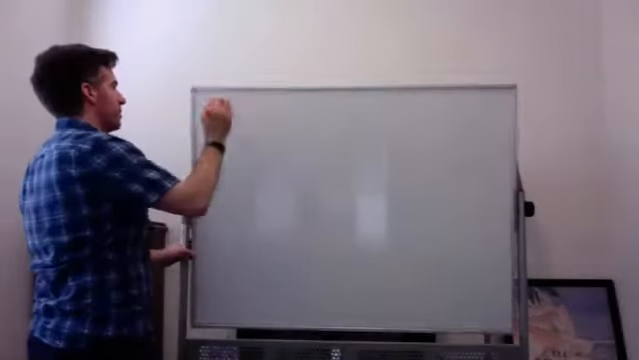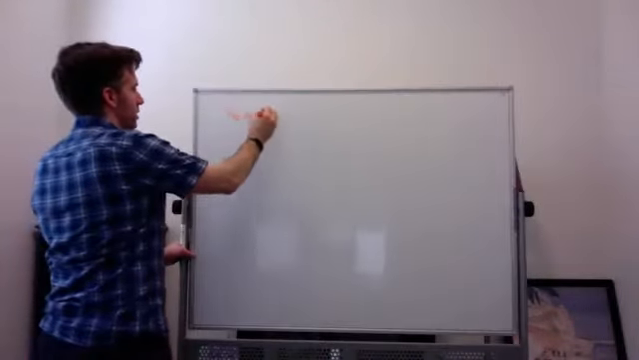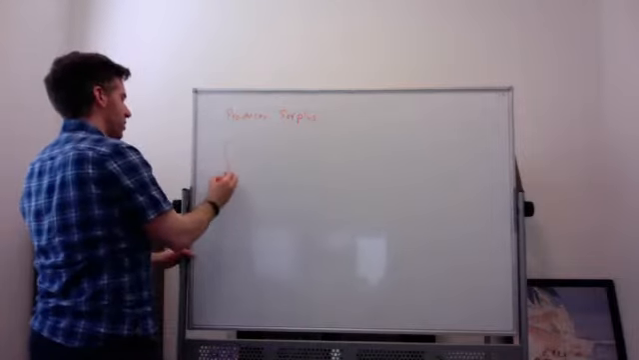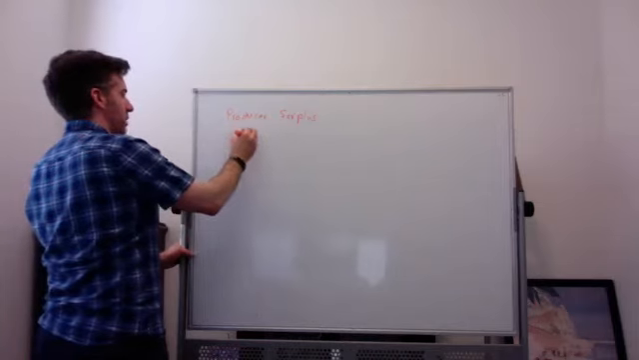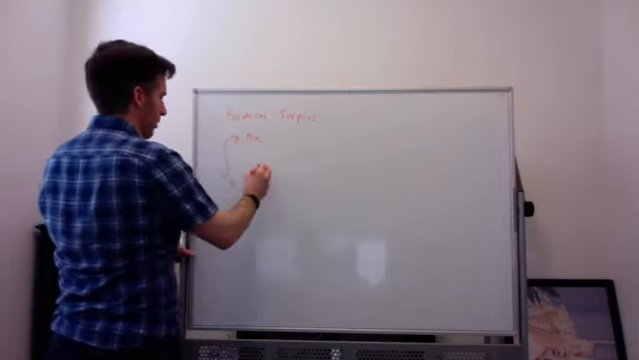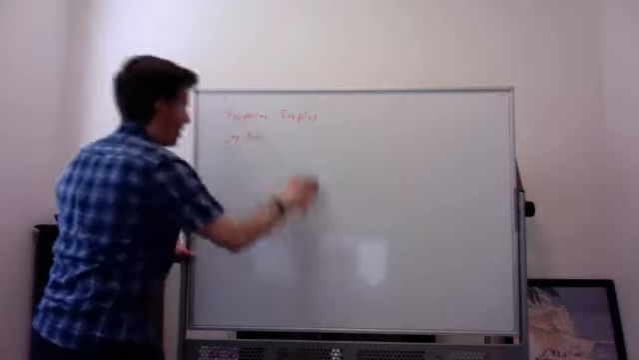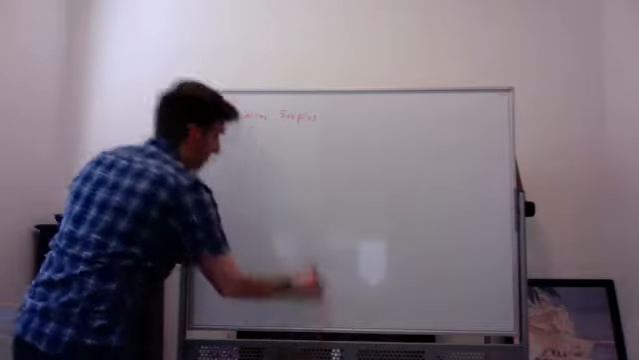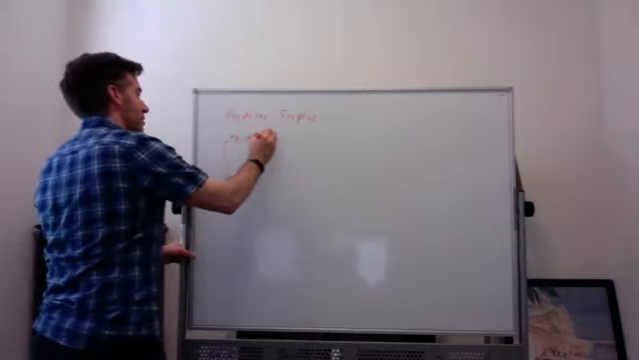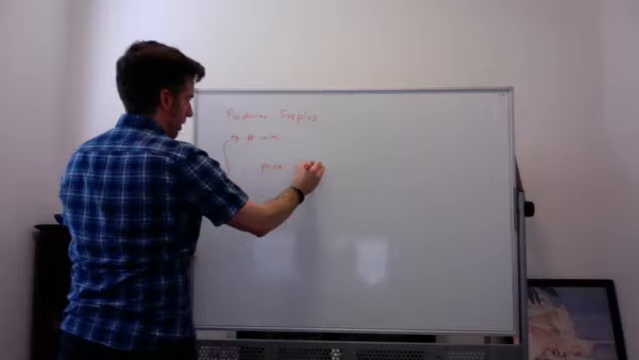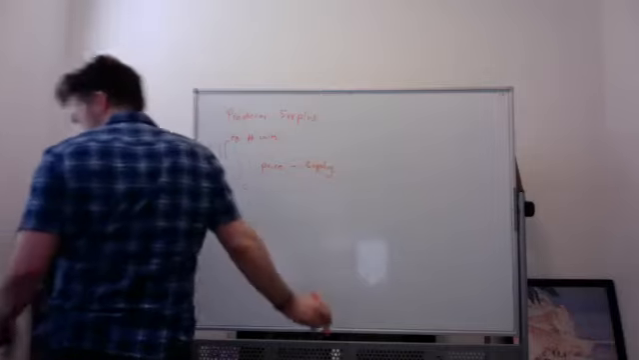So producer surplus, same kind of formula. It's still the integral from 0 to the equilibrium number of units, and then it's the price minus the supply function, right?